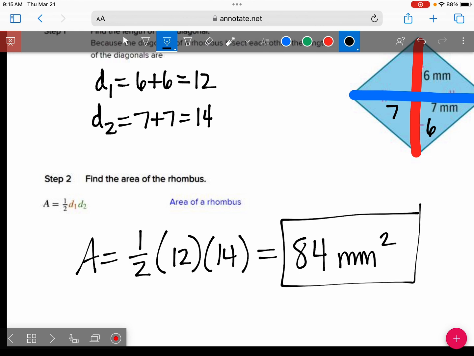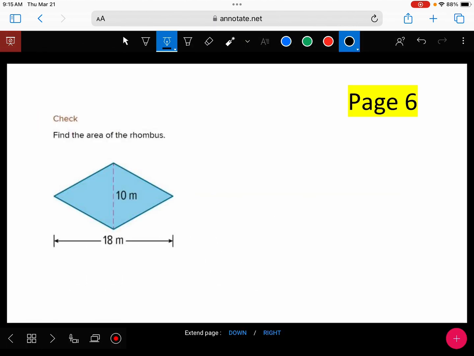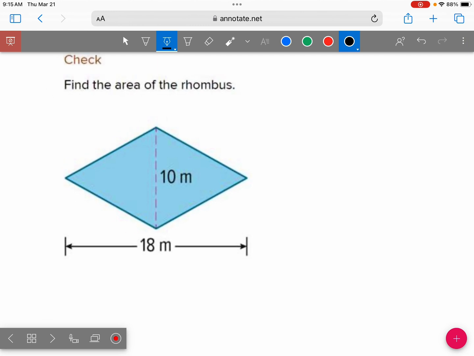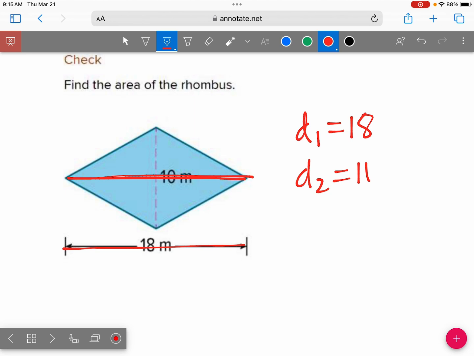So in order to find the area for a kite and a rhombus, we have to know our diagonals. All right, so that's all we're going to do today is keep practicing. So I want you to try to do this one. So again, this would be your diagonal. So from here to here is the same length as here to here. So diagonal 1 is 18. Diagonal 2 is 10. Go ahead and find the area.